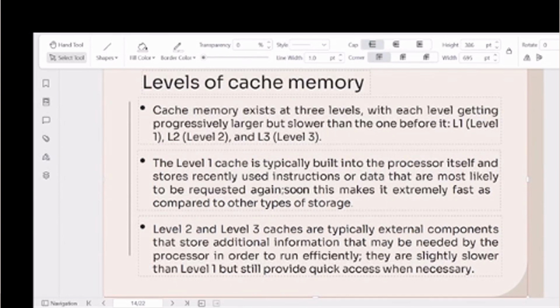The level 2 and level 3 caches are typically external components that store additional information that may be needed by the processor in order to run efficiently. They are slightly slower than level 1 but still provide quick access when necessary.